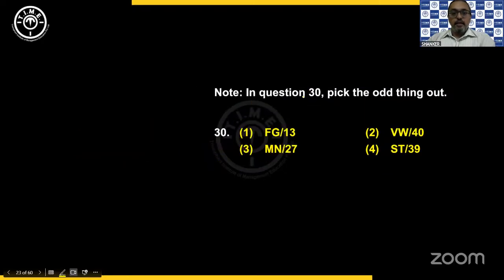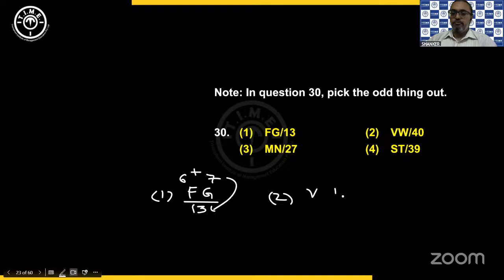Then, in question 30, pick the odd thing out. Okay. So here in the first option, we have FG by 13, which means 6 and 7. How do I get the denominator? By adding, you are getting the denominator. Let's see the second option, VW 40. 22, 23. By adding, we'll actually get 45.